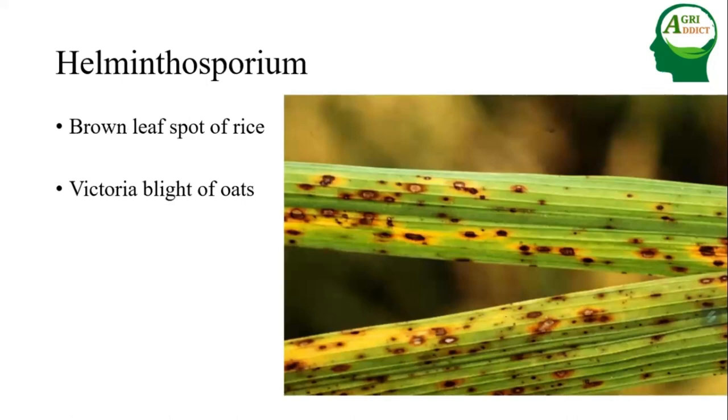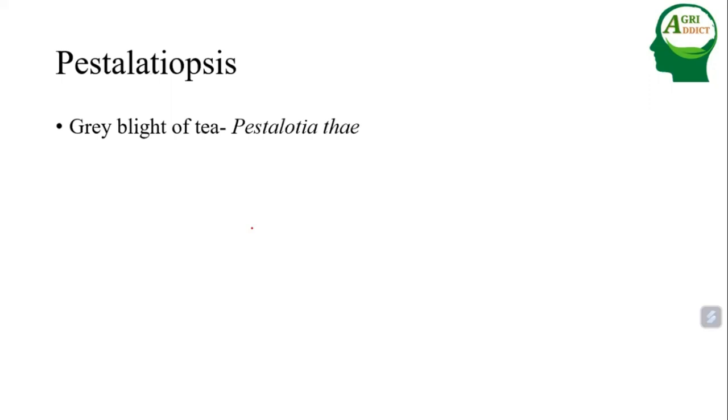Coming to Helminthosporium. We know that it causes the brown leaf spot of rice. It also causes Victoria blight of oats. Whereas Pestalotiopsis causes gray blight of tea, that is Pestalotiopsis theae. It also causes scab in the case of guava. See, its spore will be like this. There will be cilia like this. This is the dark cell and the lower hyaline cell, and this is the upper hyaline cell. This is how you find the cilia here.